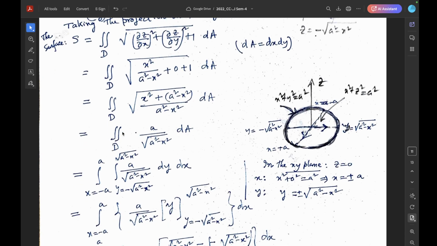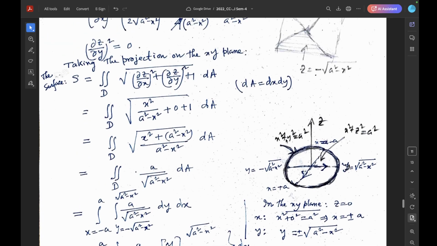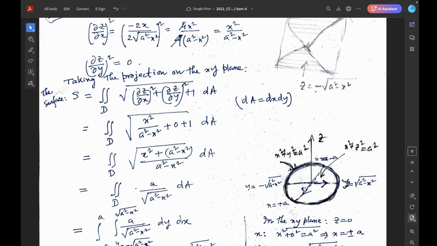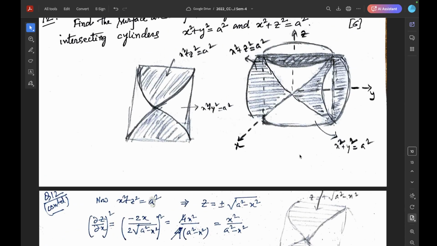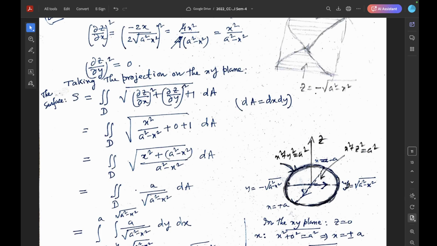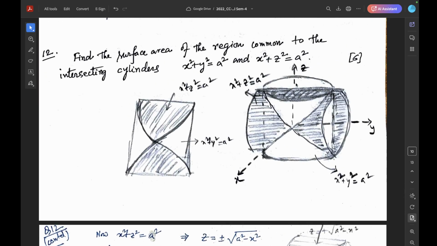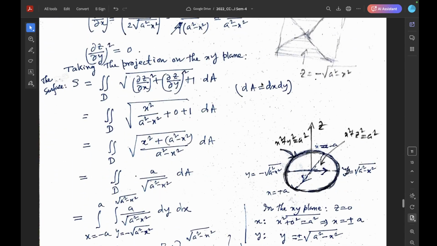Now for the limits of this double integration, this is the circular portion on the xy plane. This ring is x square plus y square equal to a square. This is the ring for this vertical cylinder, and this is the projection of this ring on the xy plane. So this is the ring x square plus y square equal to a square, and this is the area bounded by this vertical cylinder. This shaded portion is of the cylinder x square plus z square equal to a square.